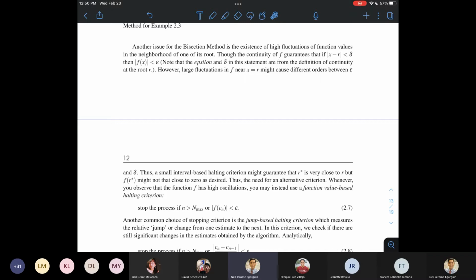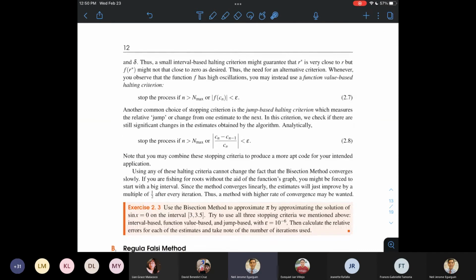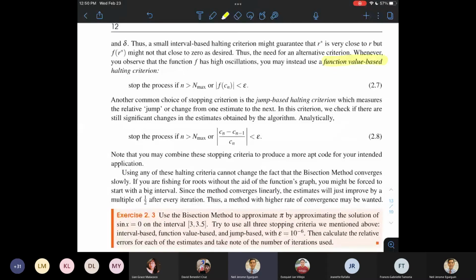So we can introduce some other stopping criteria. In fact, we will consider two stopping criteria pa. The first one is let's call it the function value-based halting criterion. So if you are more interested in making sure that the function value of the chosen estimate is very, very close to 0, and you're afraid that your function has high oscillations, then the function value-based halting criterion would be more warranted for the problem.